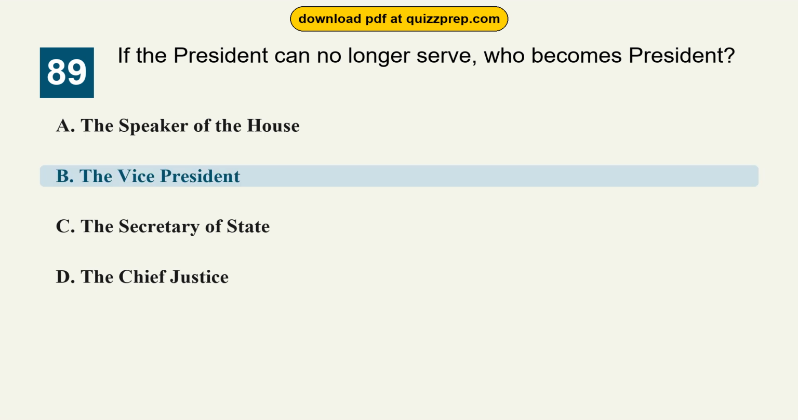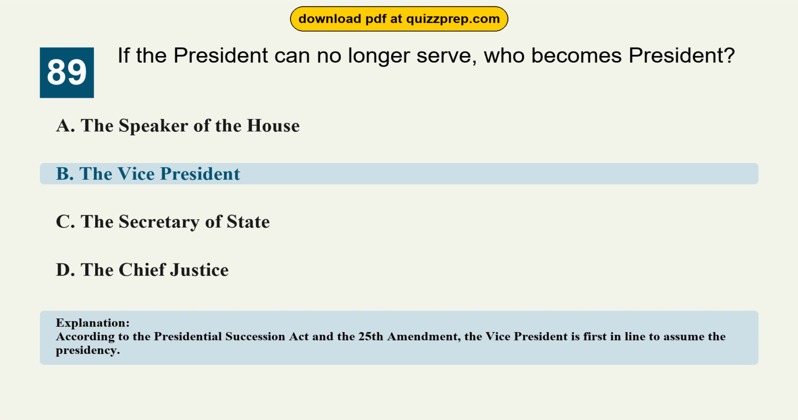The correct answer is option B. The Vice President. According to the Presidential Succession Act and the 25th Amendment, the Vice President is first in line to assume the presidency.